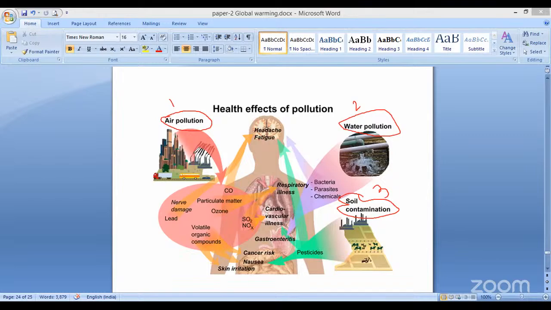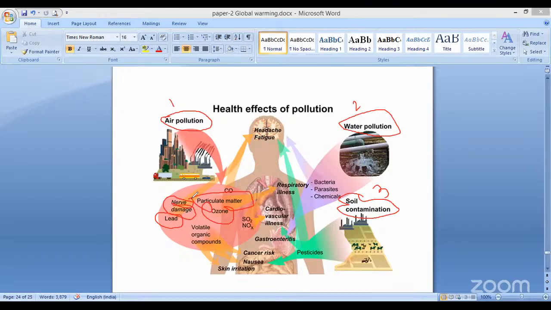Due to air pollution, first, the nervous system will be affected. Nervous system, the nerve damage. It leads to nerve damage. Okay, then next, particulate matter, and all respiratory illness will be there in the particulate matter, as well as the ozone which is present in our atmosphere that can directly enter into our lungs as well as the respiratory system.